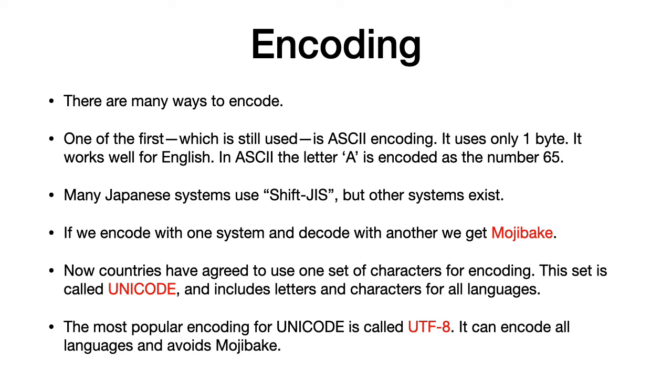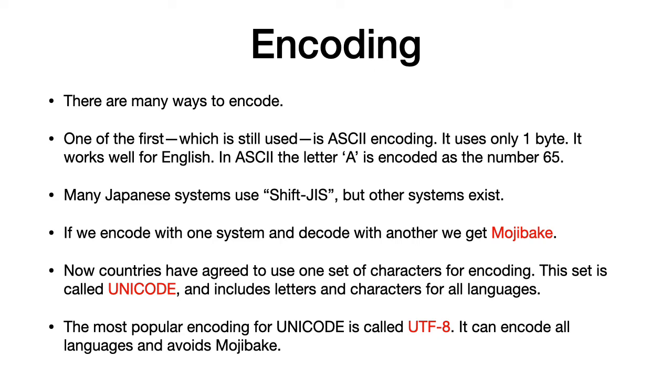There are many ways to encode. One of the first, which is still used, is ASCII encoding. It uses only 1 byte, and it works well for English. In ASCII, the letter A is encoded as the number 65. Many Japanese systems use Shift-JIS, but there are other systems too. If we encode using one system and then decode with a different system, we're going to get a mess. This is called Mojibake.